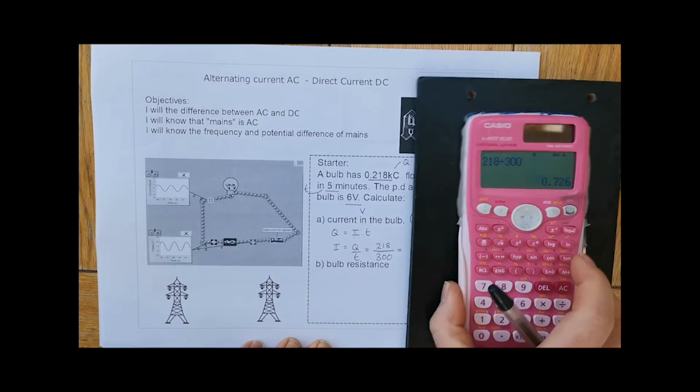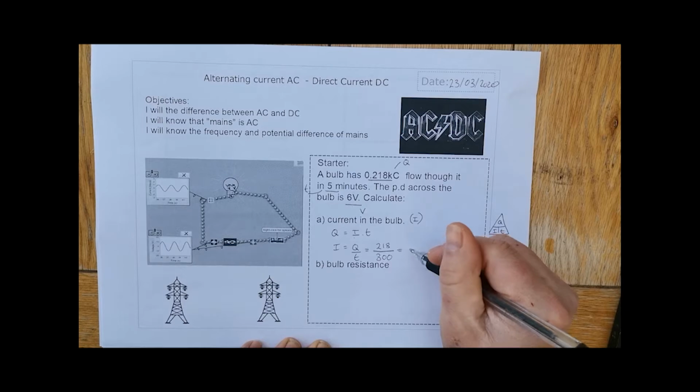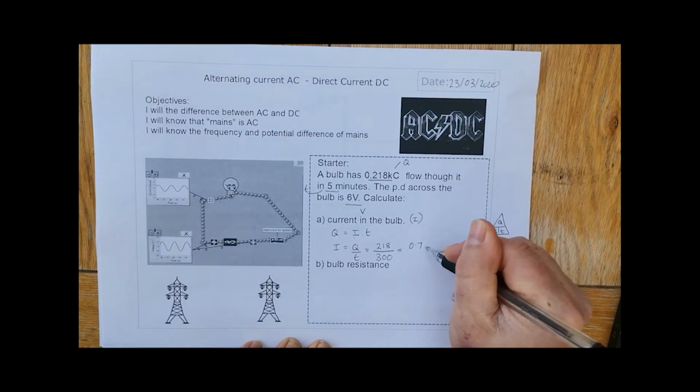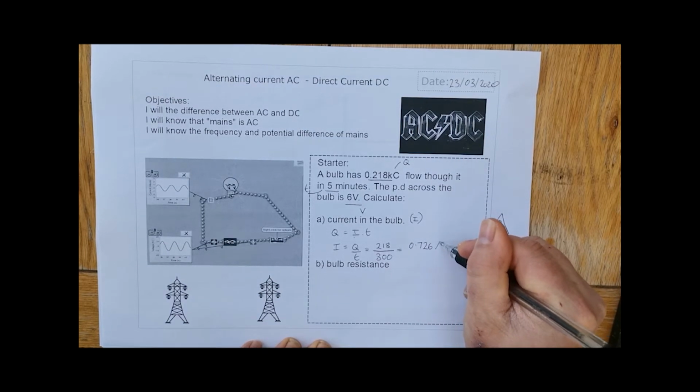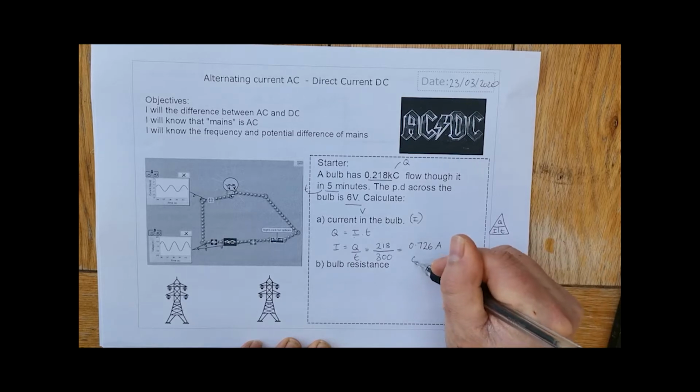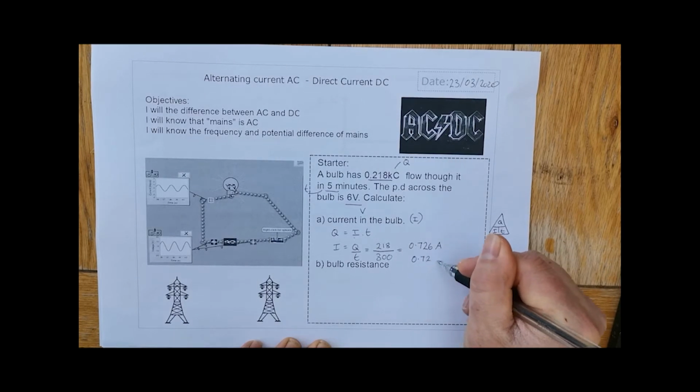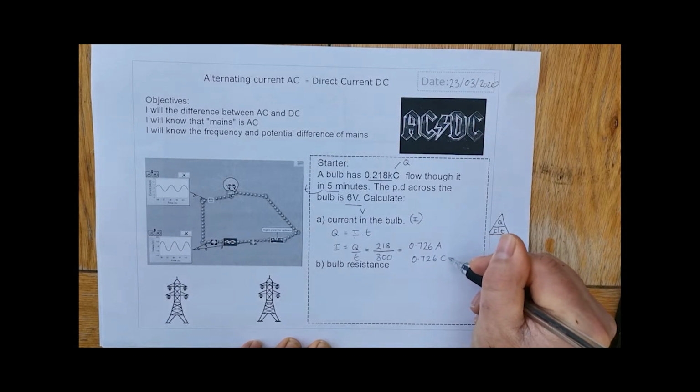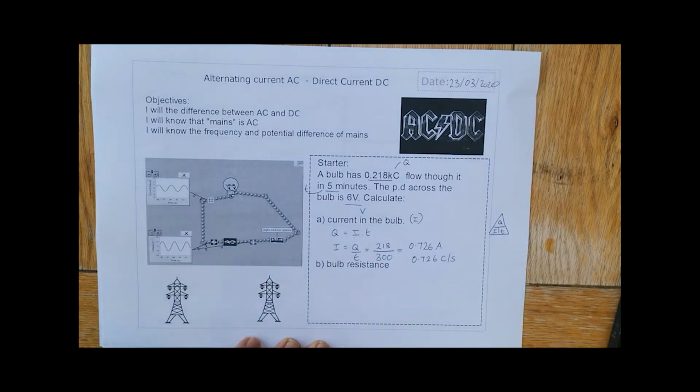And that comes out at 0.726 amps, or as I often say, and I keep on repeating, 0.726 coulombs per second. Never get tired of explaining that.